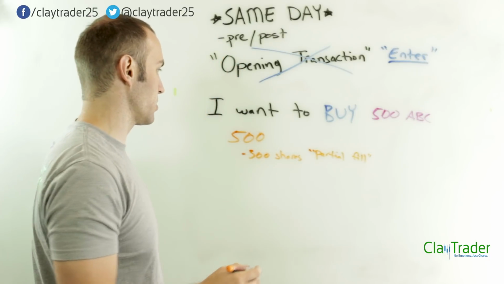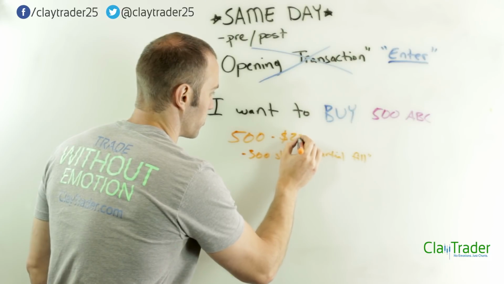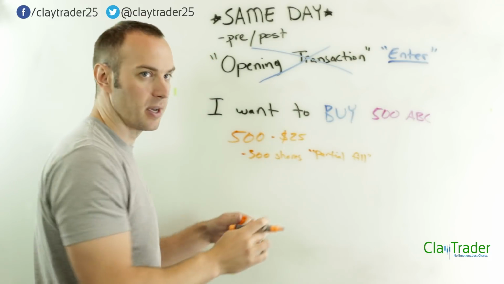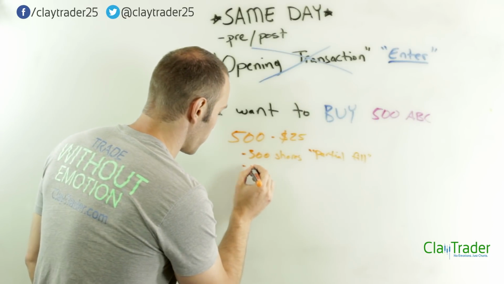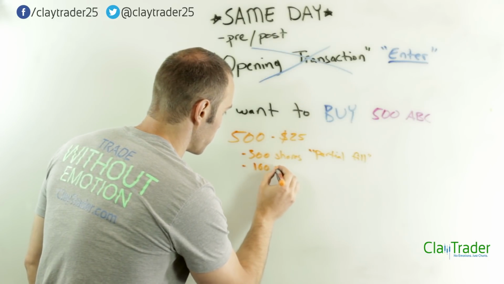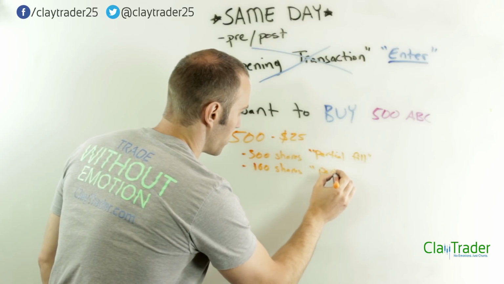And just for a little bit more sequence, let's say you want all these shares at $25. So I want 500 at $25. Okay, I just got 300, but obviously I still need another 200 shares left. Then all of a sudden you get another confirmation from your broker. Hey, you just got 100 more shares. So again, this would be another partial fill.